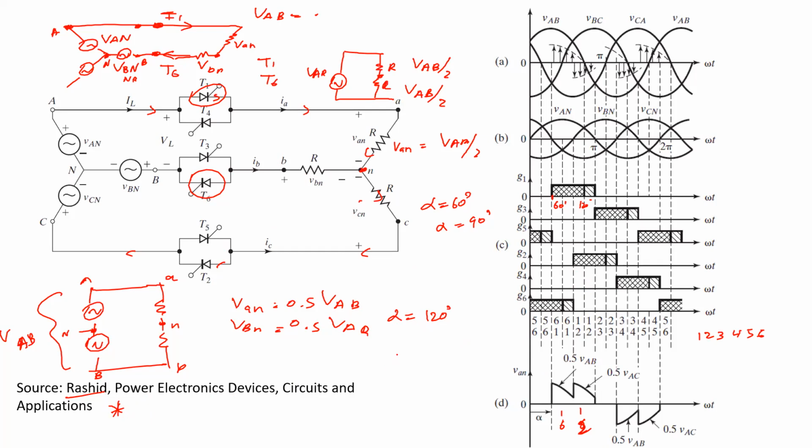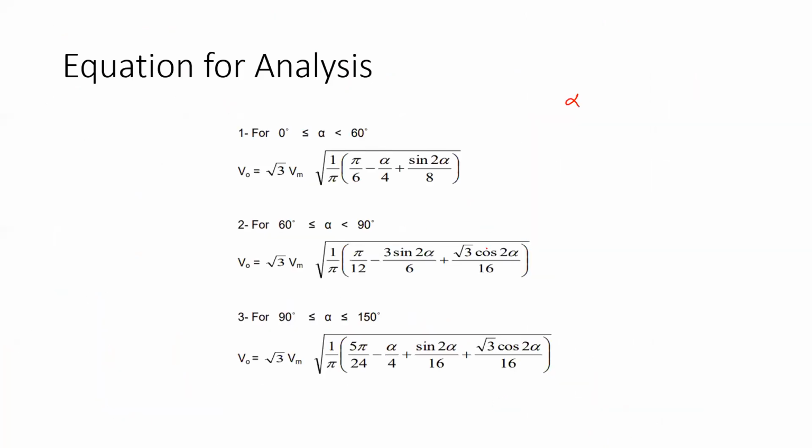the equations from the given equations, because those are standard equations, and you can apply values to it and get the answers. So these are the standard equations. You can directly use these equations and get the answer. The only thing you have to be very careful about is the alpha angle. You have to check which region your angle is in. If it is between 0 and 60, you are going to use this equation. If it is between 60 and 90, you're going to use this equation. And if it is between 90 and 150, you are going to use this equation.